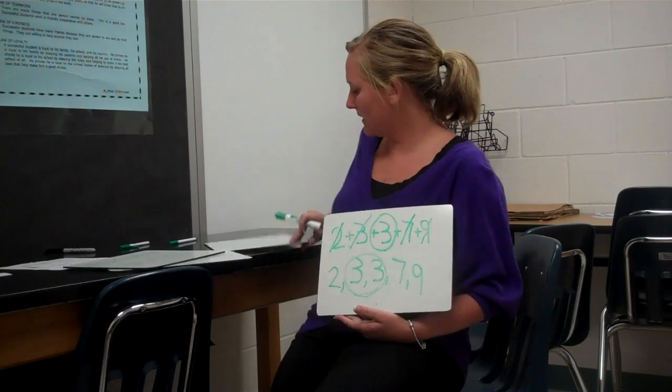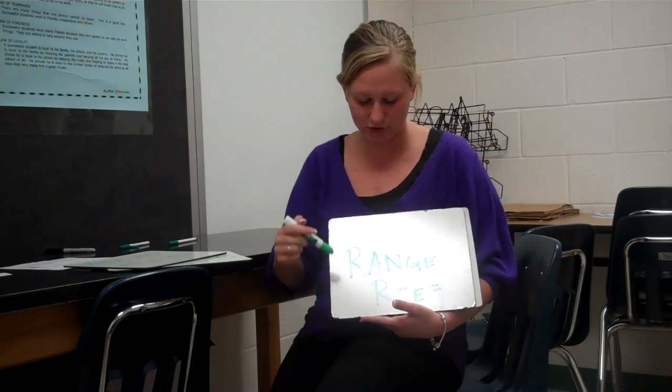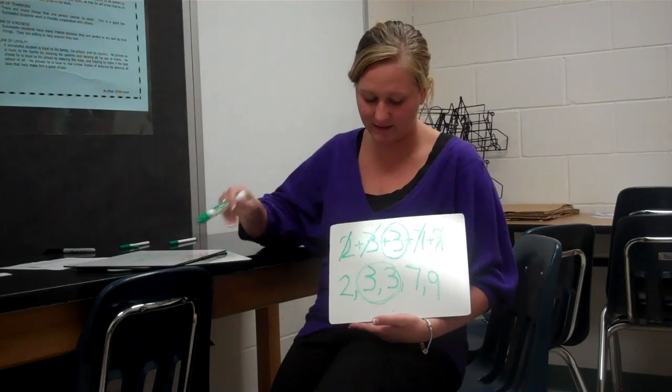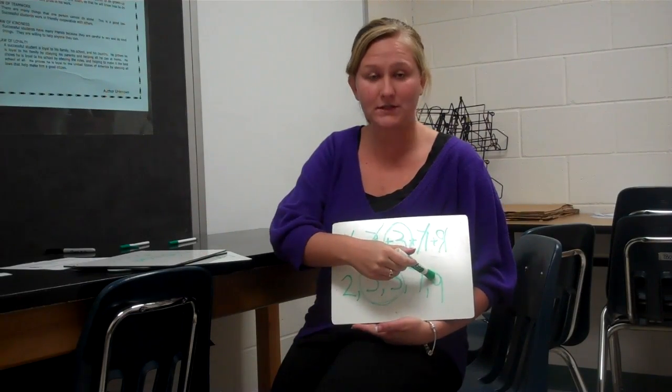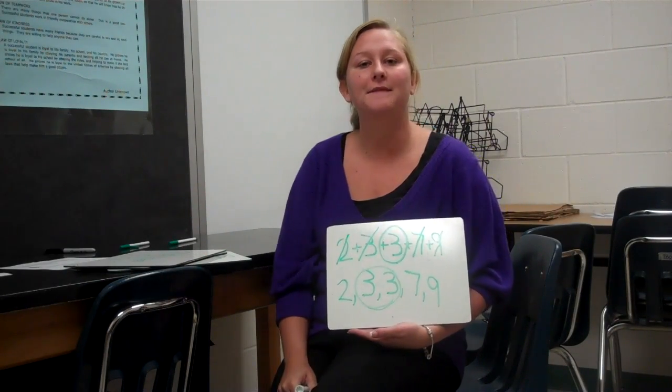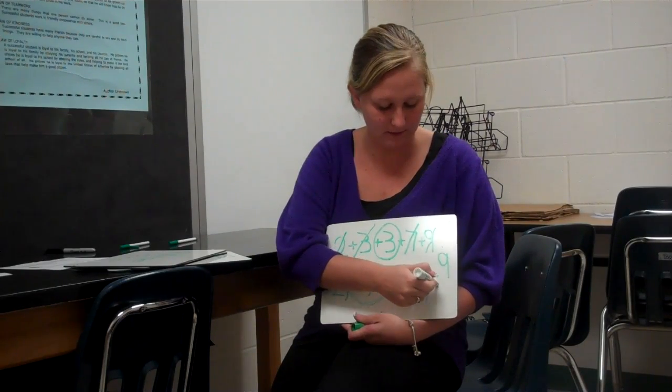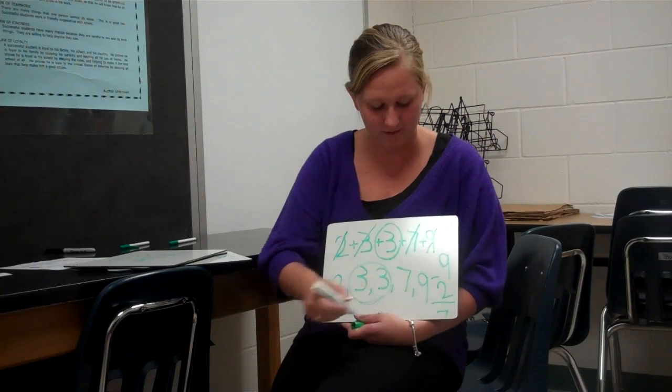Okay, and then the range, here's another way to remember range. It's the biggest number minus the smallest number. So for this set of data, it would be the biggest, which is 9, minus 2, and that equals 7. So it would be 9 minus 2 equals 7. Okay?